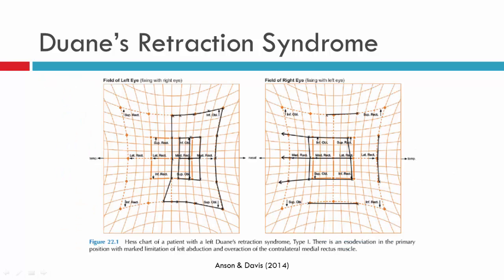This is a Hess chart of a patient with a left type 1 Duane's retraction syndrome, and we can see here this patient has significant underaction of the lateral rectus. The eye actually doesn't even move past midline. And then we have the medial rectus being fine with no underaction of the medial rectus noted.